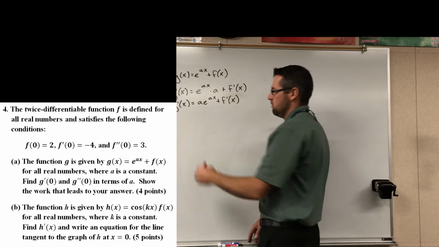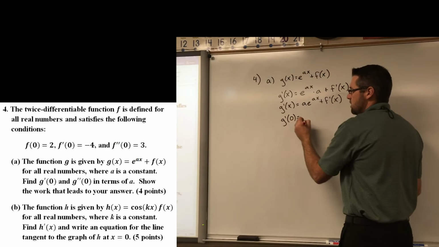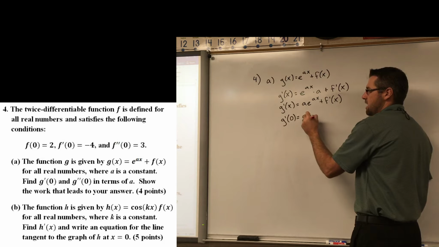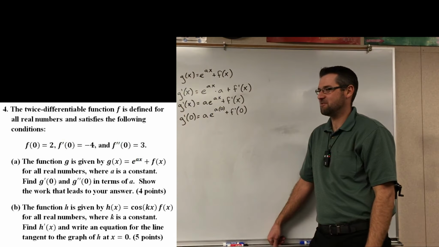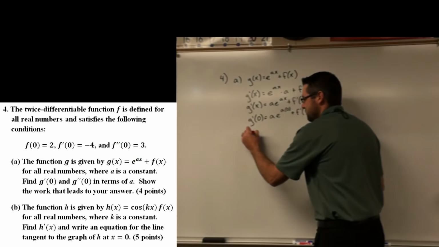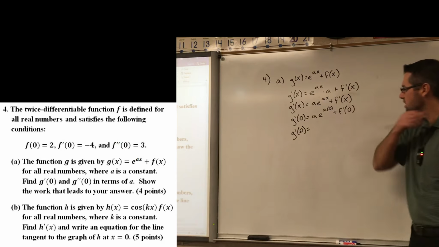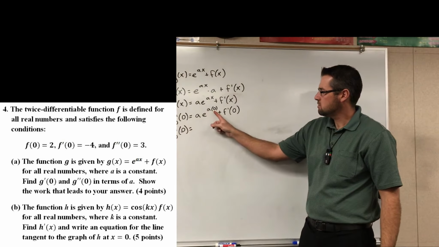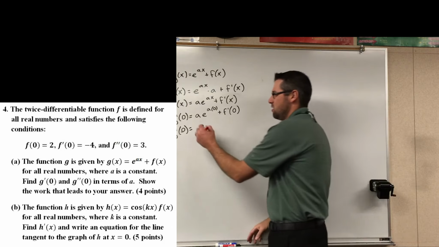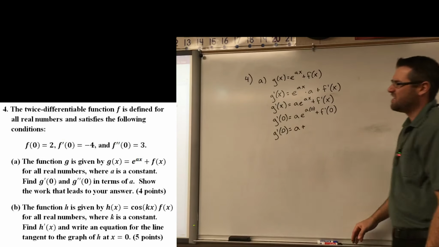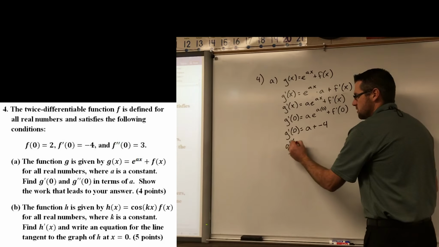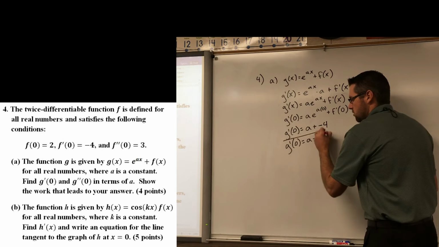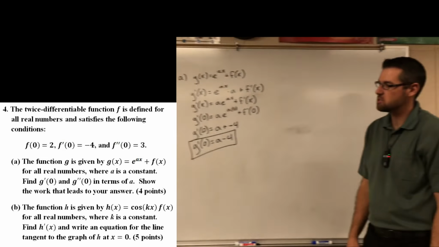It said find g prime of 0. So g prime of 0 equals, now I'm going to plug 0 into x. So it'll be a e to the a times 0 plus f prime of 0. Simplifying this, a times 0 is 0. E to the 0 is 1, so you're left with a plus f prime of 0, which they gave us: -4. So g prime of 0 equals a minus 4.